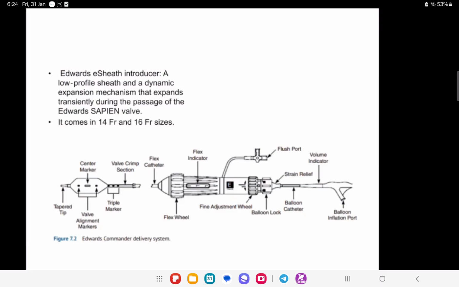The Edwards eSheath introducer is a low-profile sheath with a dynamic expansion mechanism that expands transiently during the passage of the Edwards Sapien valve. It comes in two sizes, 14 French and 16 French.